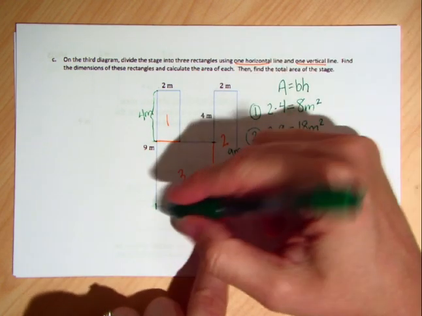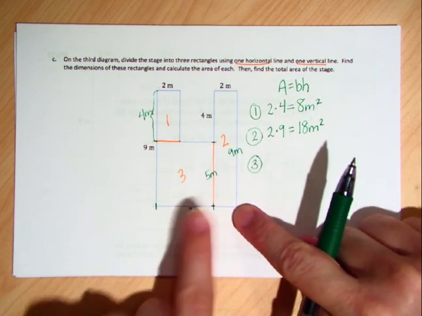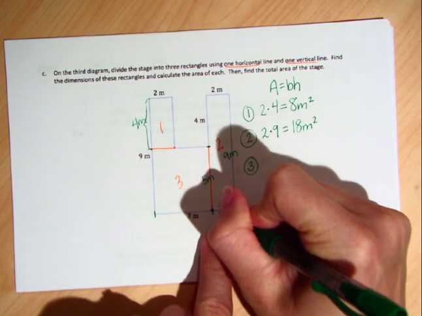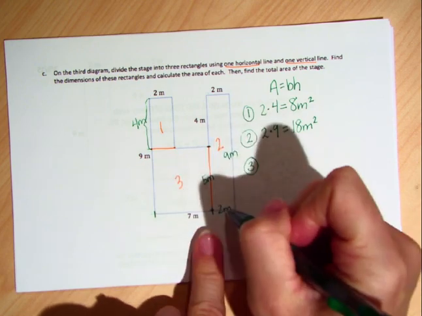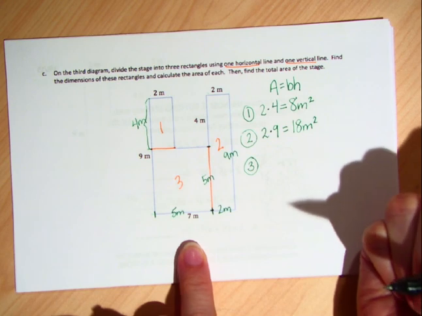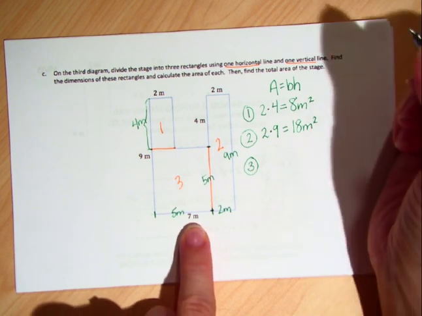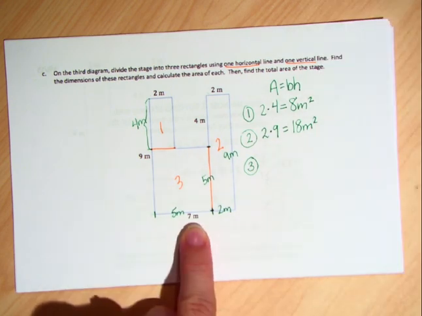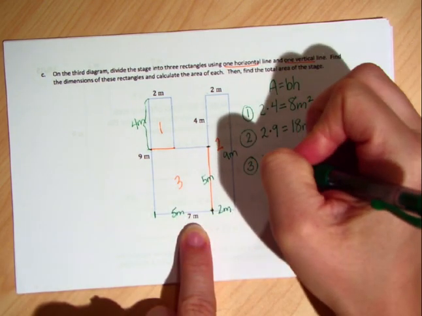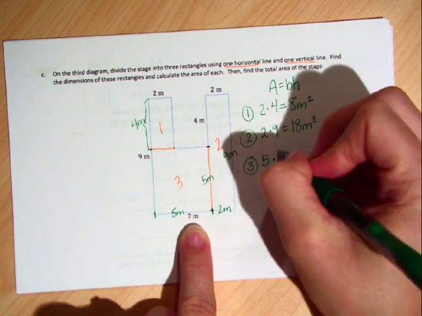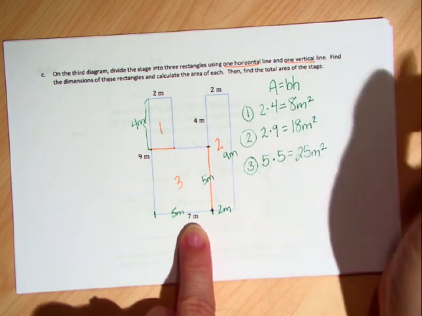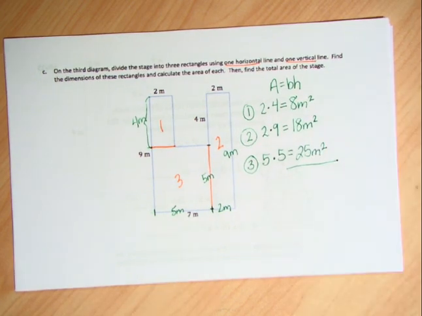Okay, well, let's see. This whole thing is 7. If I know this little part, I could find out the bigger part. That little part is 2 meters. 2 and 5 meters makes 7. Okay, so that means that we need a base of 5 times a height of 5 equals 25 meters squared. Okay, so that's each part.